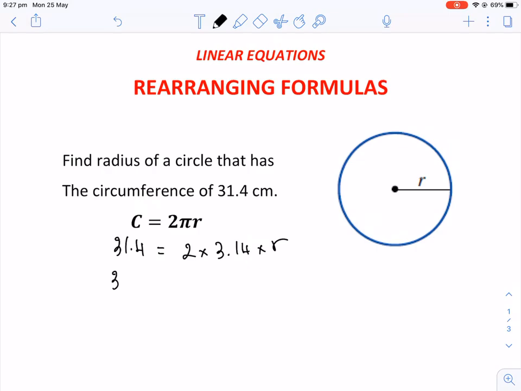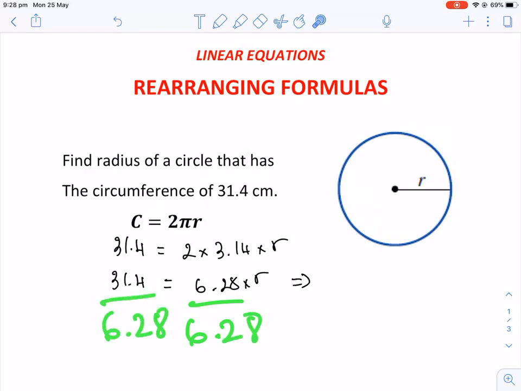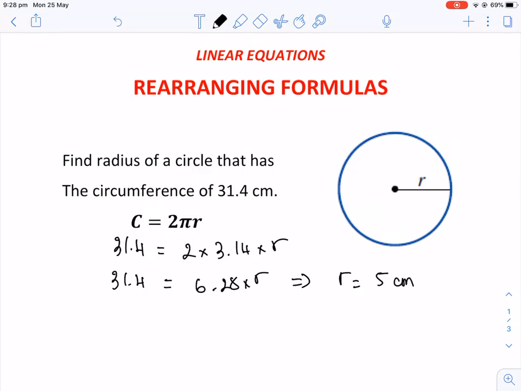So I'll just rewrite this: 31.4 equals 6.28 times r, and from here I divide both sides of the equation by 6.28. So we have r equals, and 31.4 divided by 6.28 is 5. So finally I have r equals 5 centimeters.